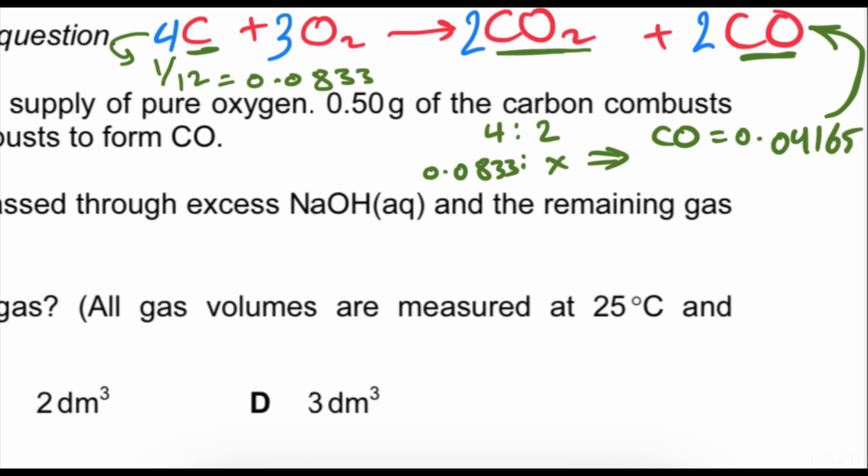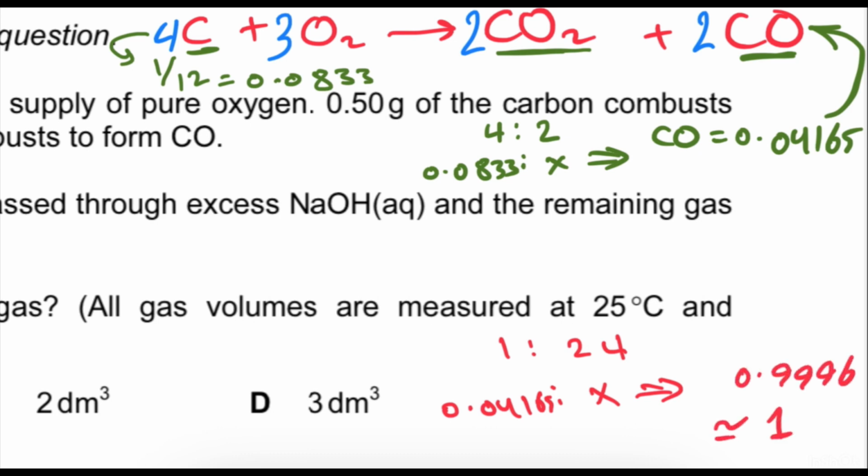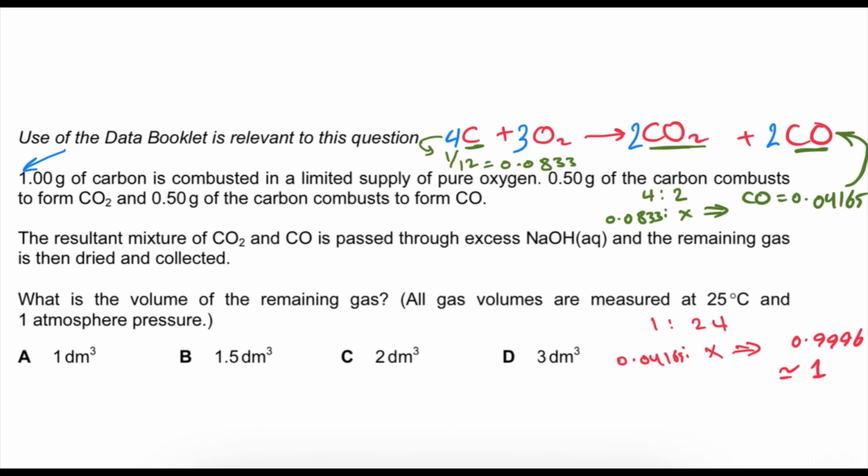0.04165. And if we just go for the ratio that we learned, 1 mole is 24 cubic decimeter, and we have 0.04165, and here we have X. Then the volume of gas is 0.9996, which is 1. And you know that your answer here is A.